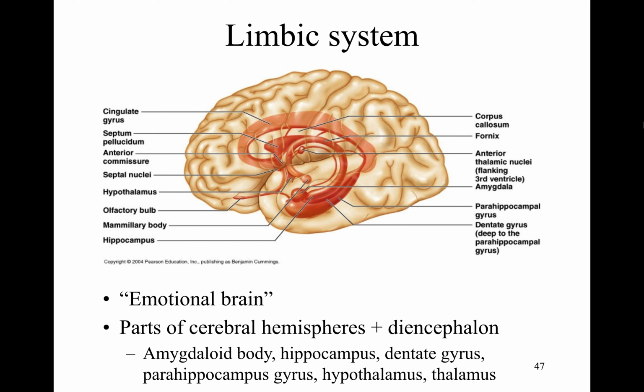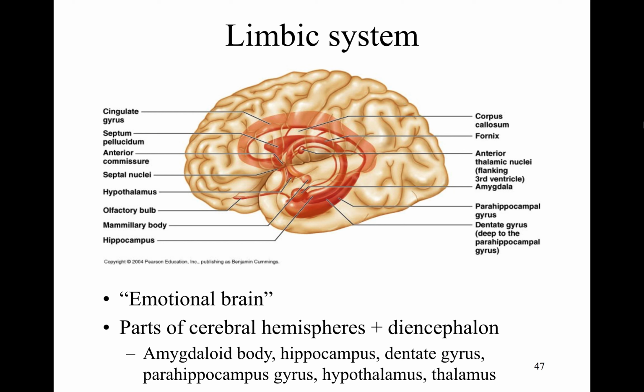At this point, we've covered all of our adult brain structures or brain regions. So we've covered those cerebral hemispheres. We've covered the diencephalon, which is composed of the thalamus, the hypothalamus, and the epithalamus. We've covered the brainstem, which is composed of the midbrain, the pons, and the medulla oblongata. And we've covered the cerebellum.